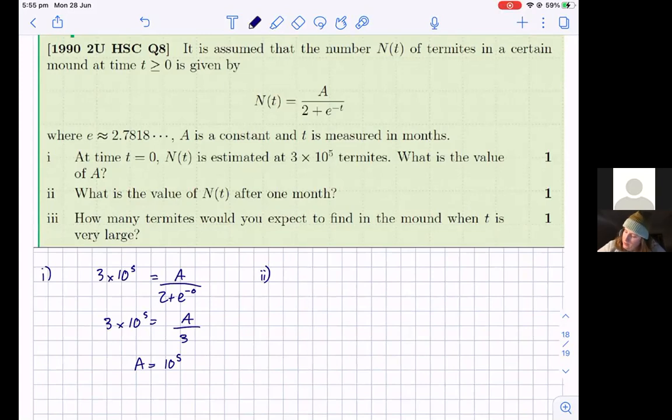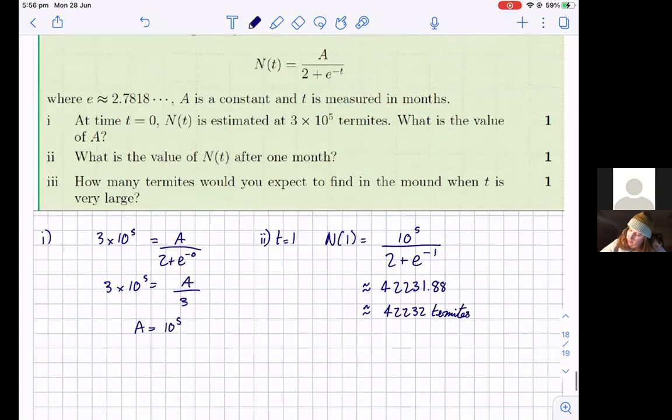1 month. So T equals 1. N of 1 is 10 to the 5 over 2 plus e to the minus 1. So we have approximately 42,231.88 termites, which is about 42,232 termites.